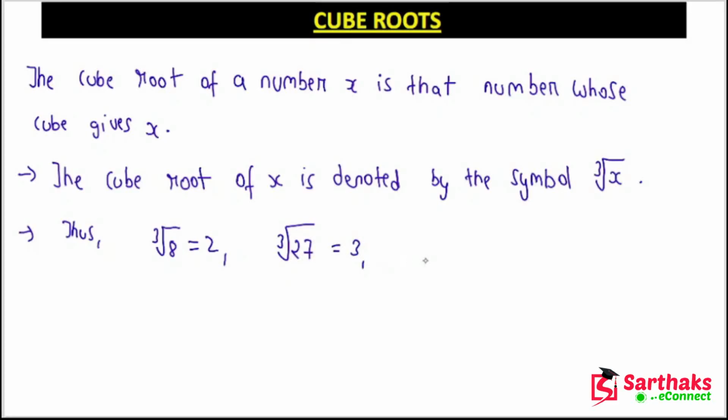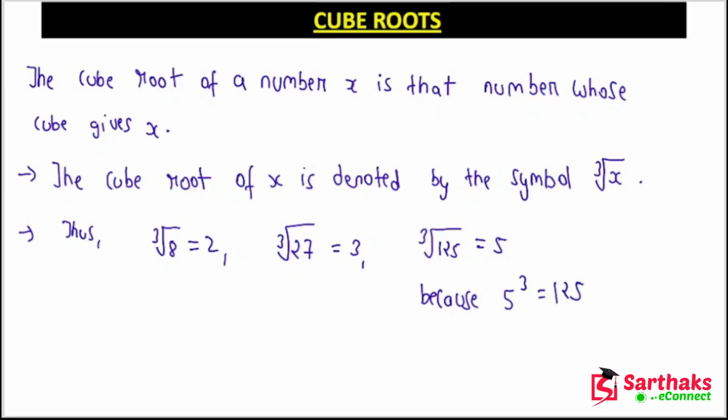Both will be 3. Similarly, if you calculate the cube root of, let us say not 8, let us say 125. Okay, so 125's cube root is what? 5, because we know that 5 cube is equal to 125. Let me write the reason also, because 5 cube is equal to 125.